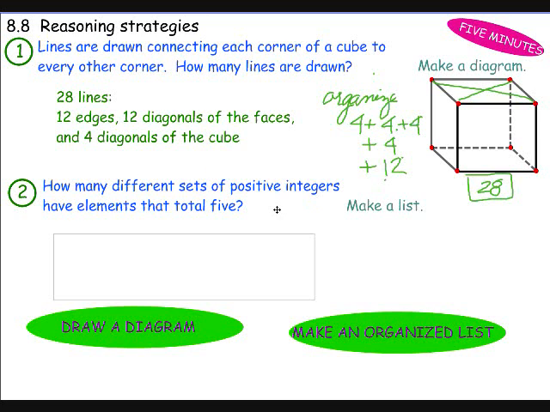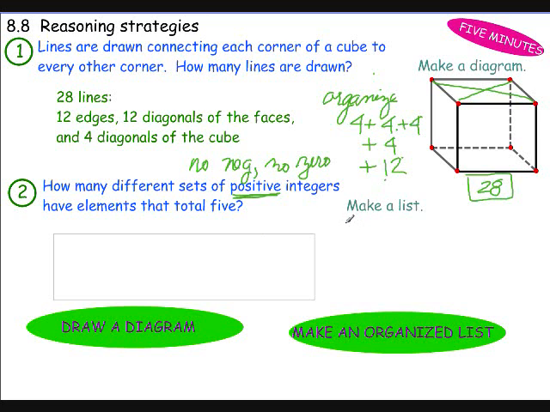How many different sets of positive integers have elements that total 5? Okay, so I'm going to read this problem carefully. I've got positive integers only. That helps. And because it's positive, it means no negatives and no 0 as well, right? I can't have any negatives. I can't have 0. So elements that will total 5.